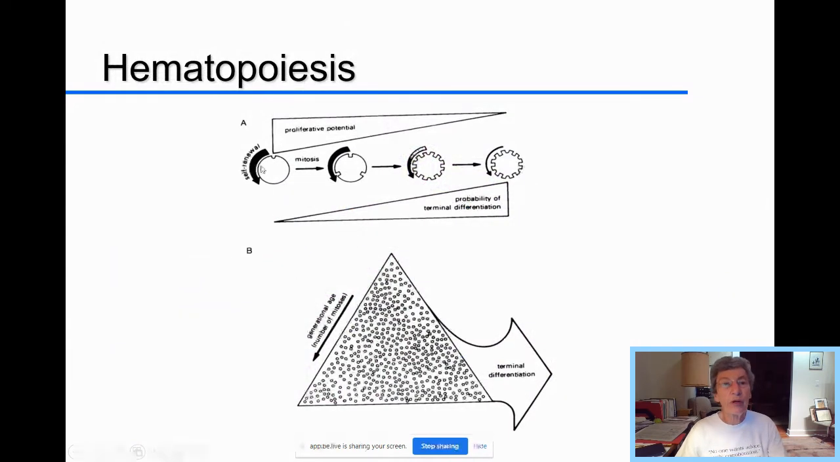So hematopoiesis is the term for blood production. It starts with self-renewing cells, which divide and eventually differentiate. And as they terminally differentiate, they are extruded from the marrow into the circulation.